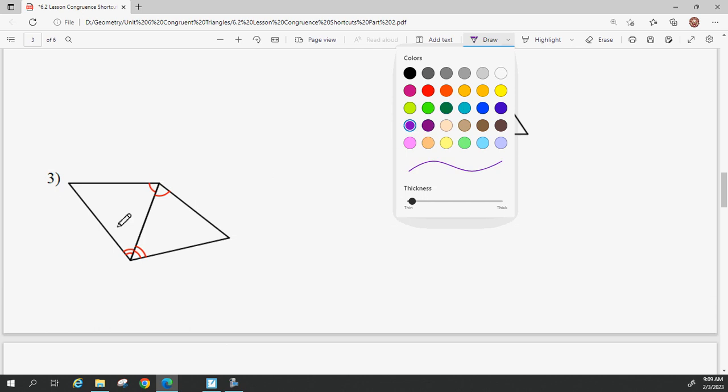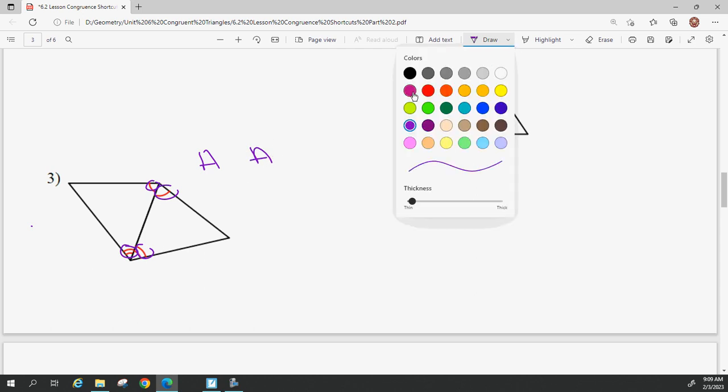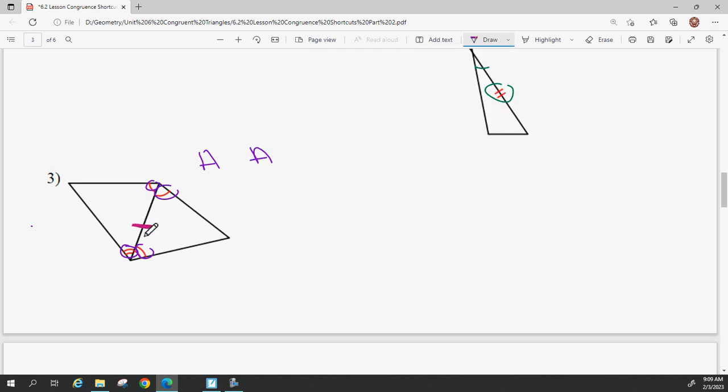I'm going to continue the same process. I'm going to identify pairs. There's a pair of angles with one mark. There's a pair of angles with another mark. Look for the reflexive property that exists right here. That side is in both triangles. And so now I'm asking myself, is the side between the two angle pairs?